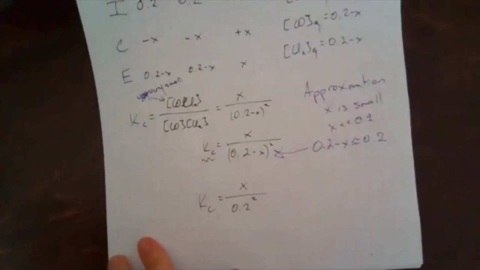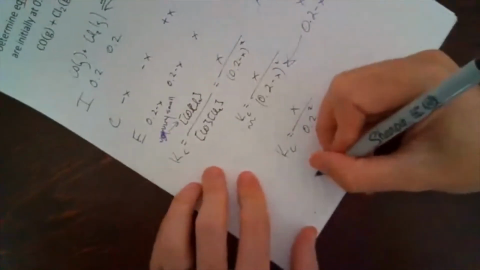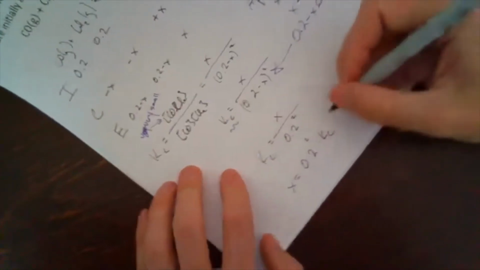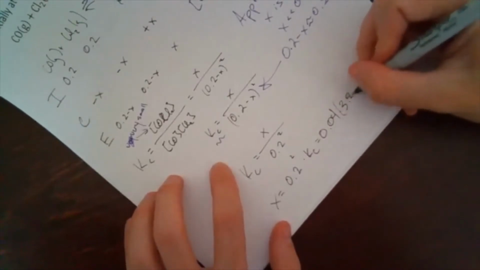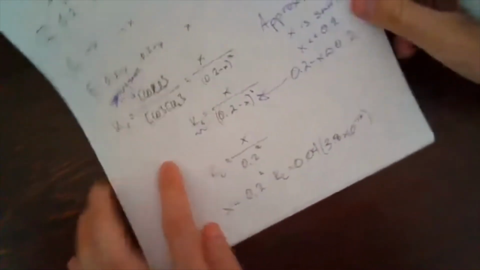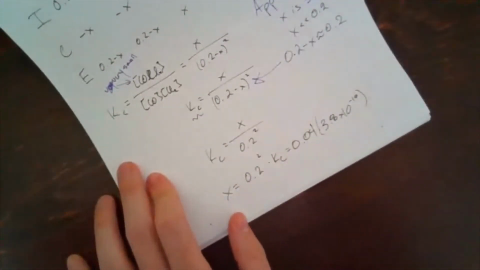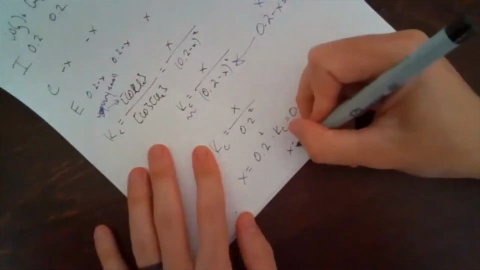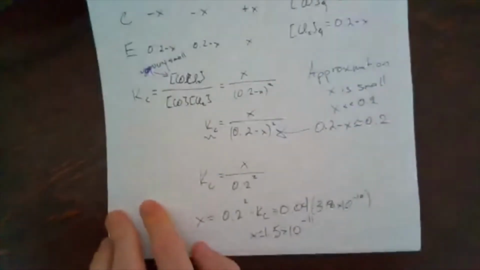divided by 0.2 squared, because 0.2 minus x is basically 0.2. This becomes much simpler, because now x is equal to 0.2 squared times Kc, which would be 0.04 times the 3.8 times 10 to the negative 10. I just plug in the Kc value, and from that I get x equal to 1.5 times 10 to the negative 11.